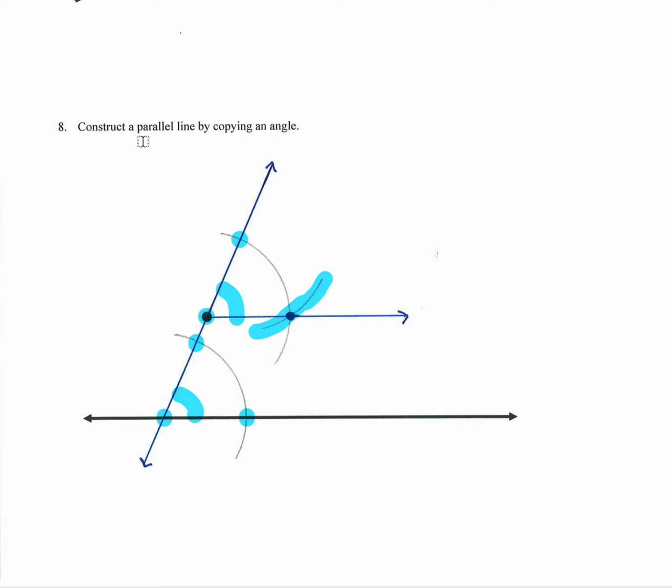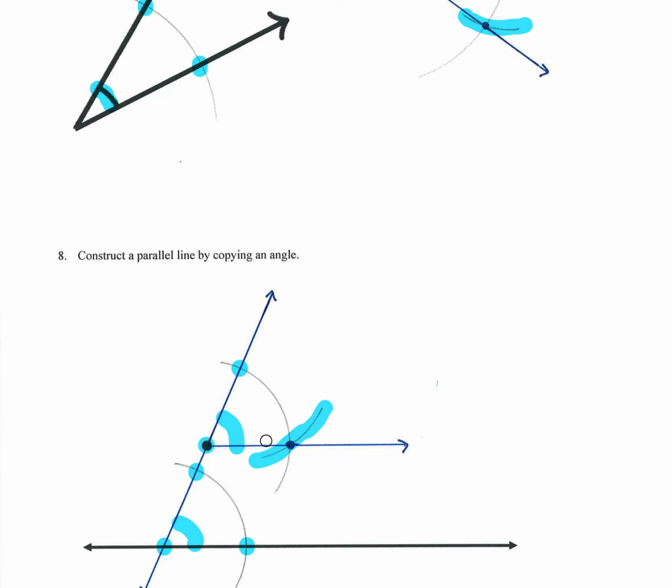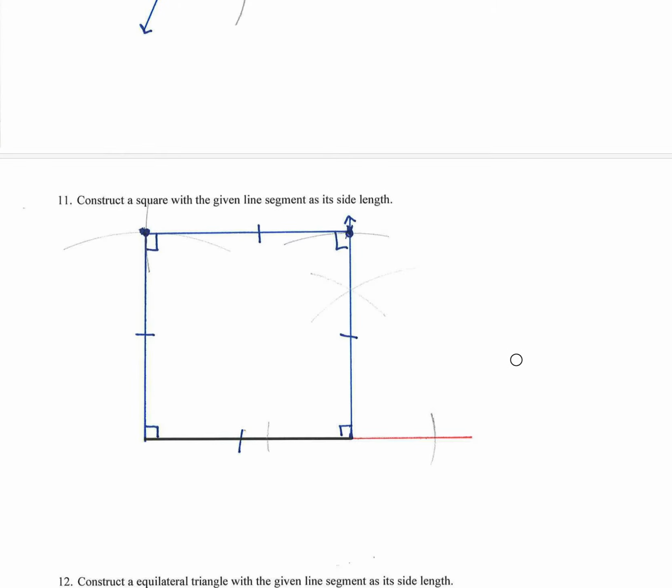Again, constructing a parallel line by copying an angle. So this question and this question really are similar. Same thing. Circle, circle, measure, make, connect. It's that easy. All right, construct a square.